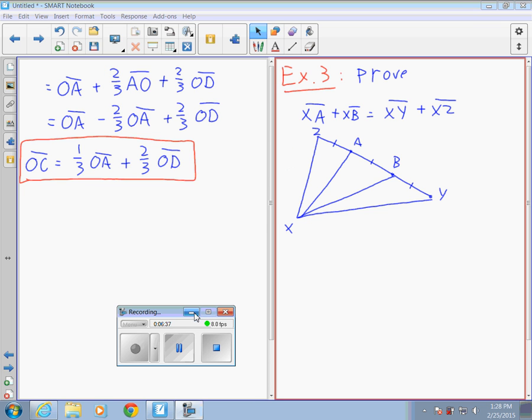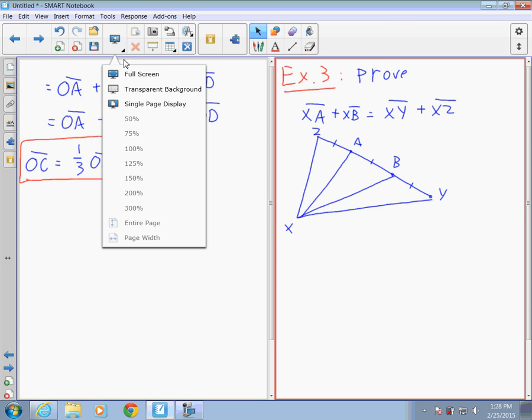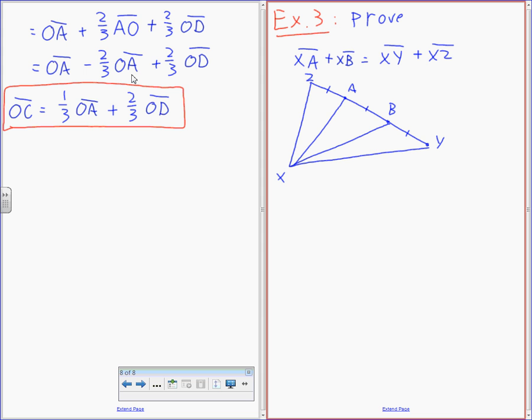Well, that sounds good. Now I wanted to do this one on the board, ladies and gents, because this is a fundamental type of question. I'm going to look at XA, and what am I going to want to change XA into? Something with XA in it. So I'm going to change XA.